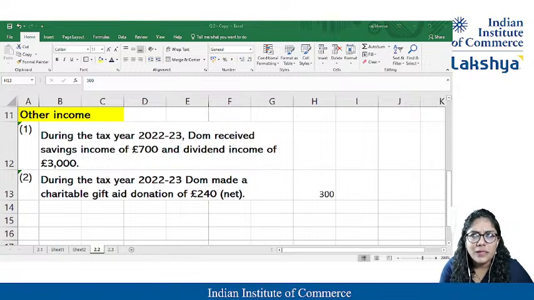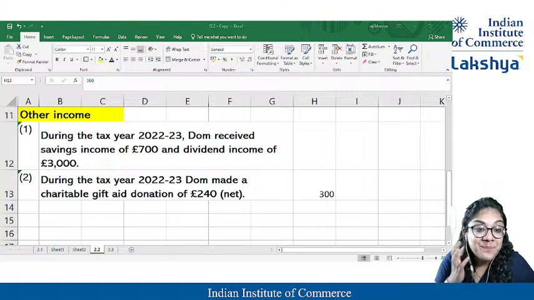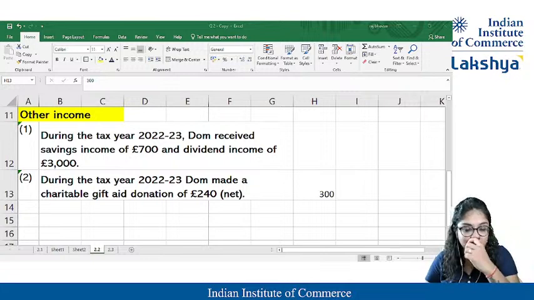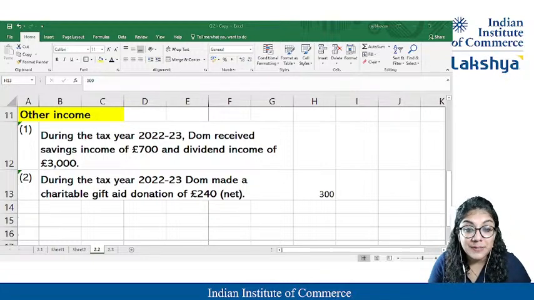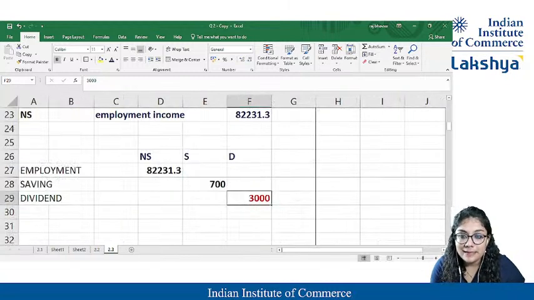And on that benefit, what am I getting? Yes ma'am, that extra income of 300 is going to add to your slabs. So my tax applicability, that much amount it is going to add on. So how will I calculate that, guys? Okay, so let us go ahead and calculate over here.